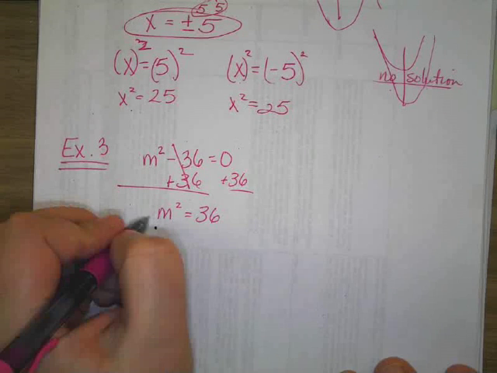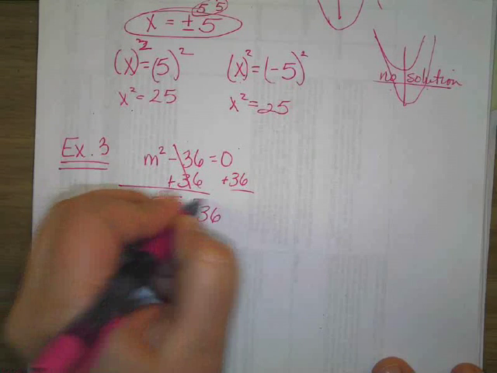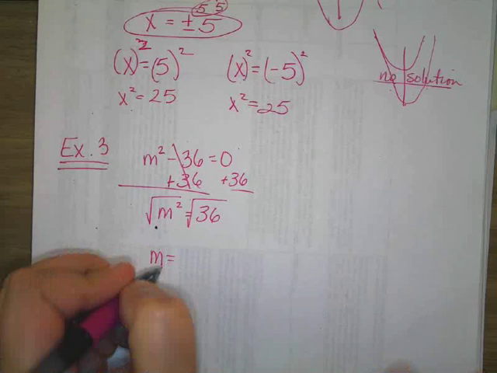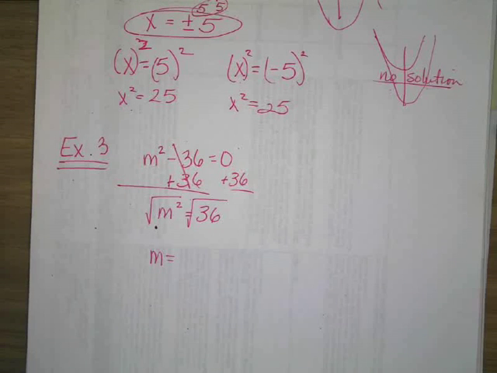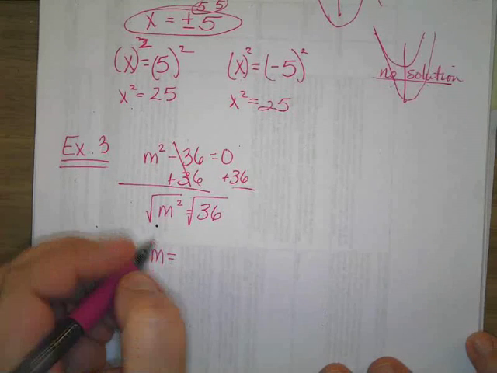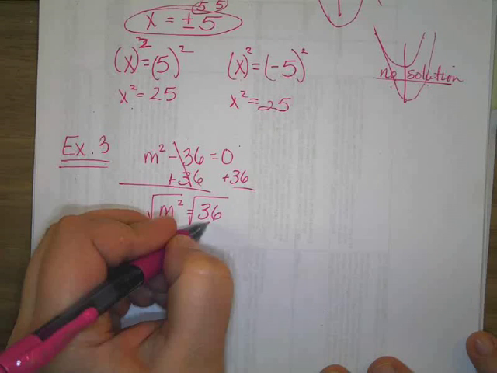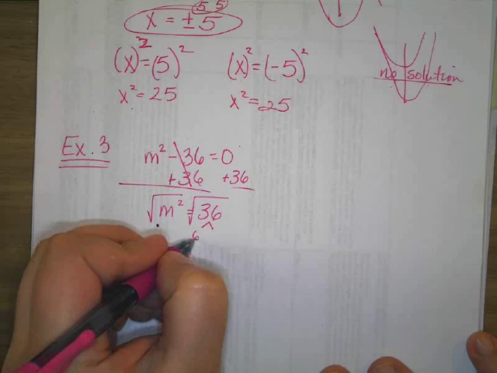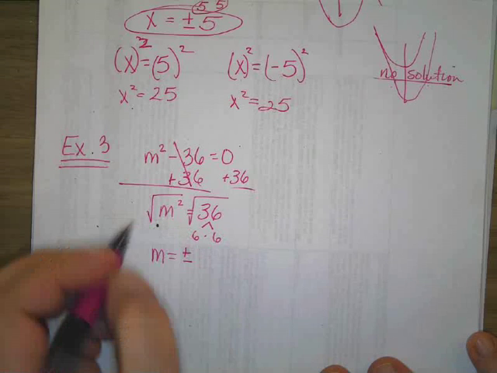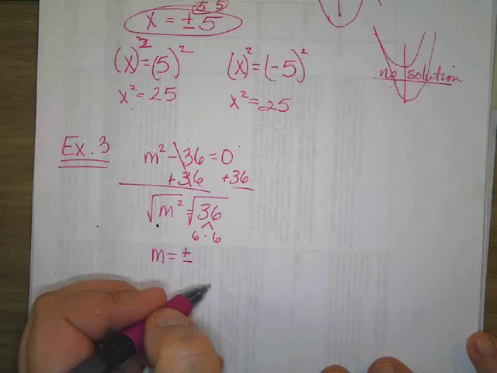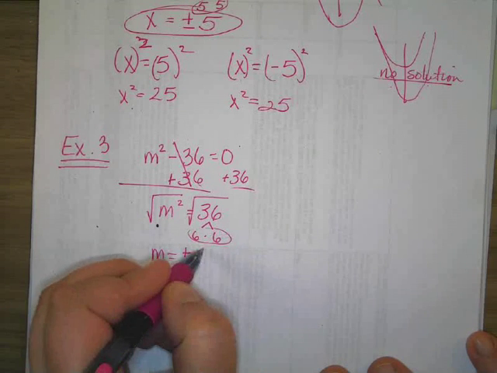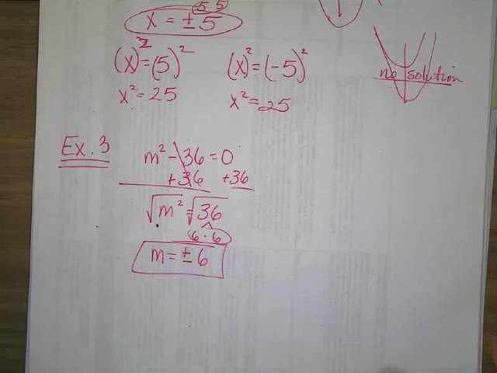Now square root it. Now remember, we took the square root of both sides, so that means we need a plus or a minus. 36 is what times what? 6 times 6. Do the 6's have a partner? That means they get to go outside. Those are your two answers. That's your answer. You're done.